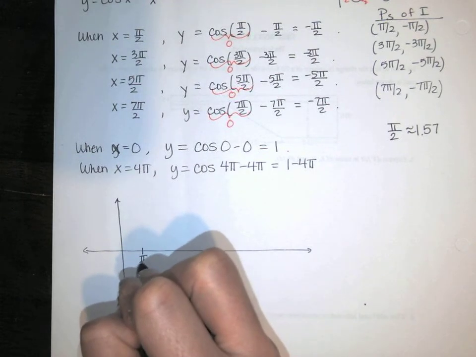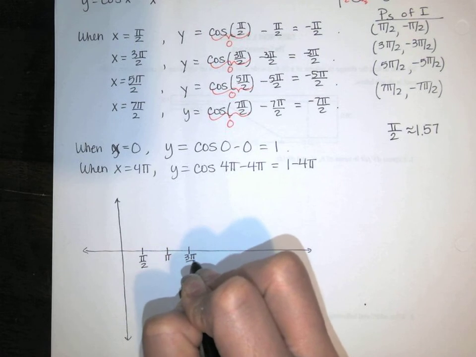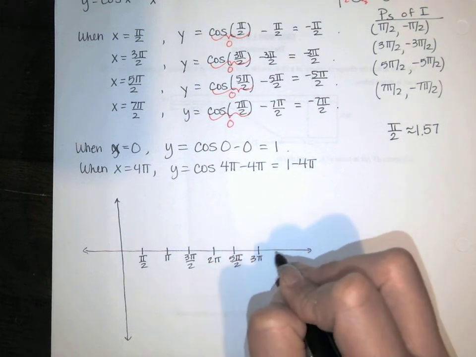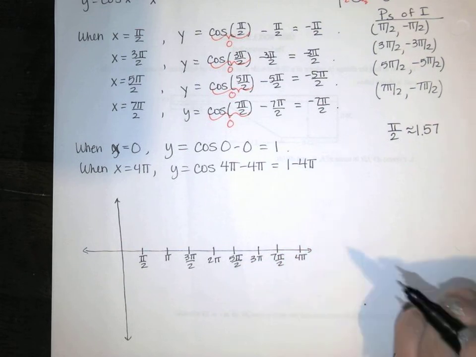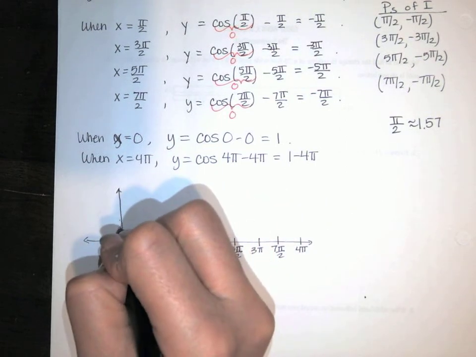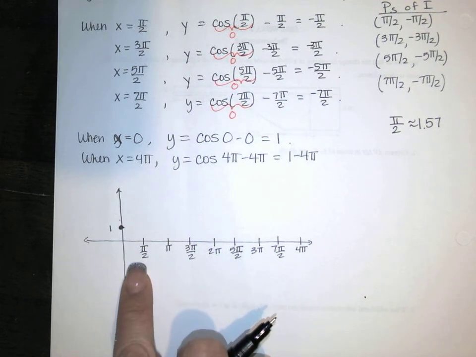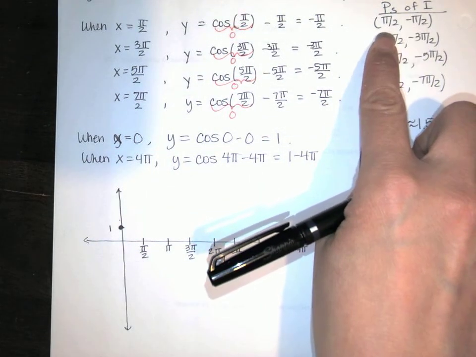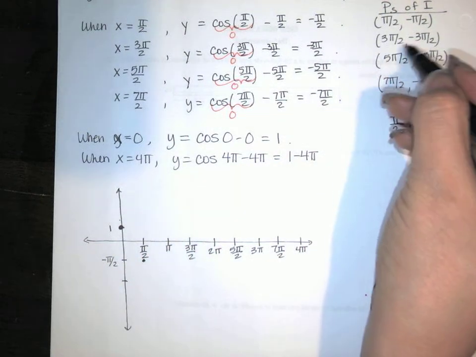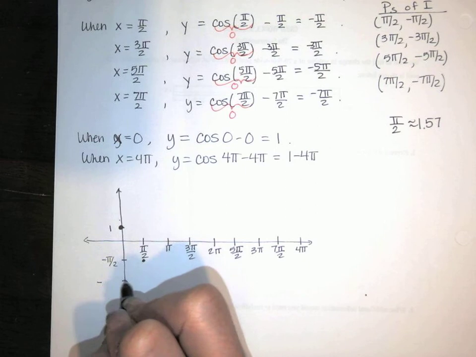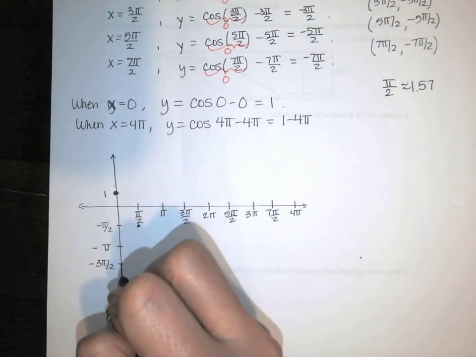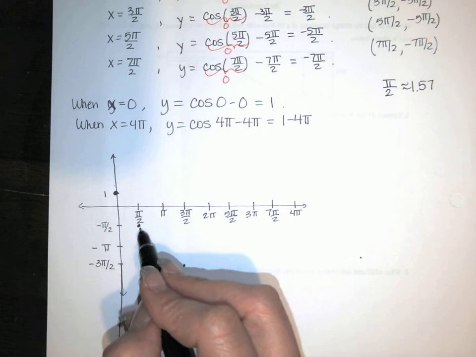So I've got 0, pi over 2, pi, 3 pi over 2, 2 pi, 5 pi over 2, 3 pi, and 7 pi over 2, and 4 pi. When x is 0, y is 1. So this is about 1.6, so I'll just make my 1 right there. And when x is pi over 2, y is the same number but negative. And when x is 3 pi over 2, y is the same number but negative. Has the same magnitude. So I'm just graphing all of these. There's that first point of inflection, there's our second one.